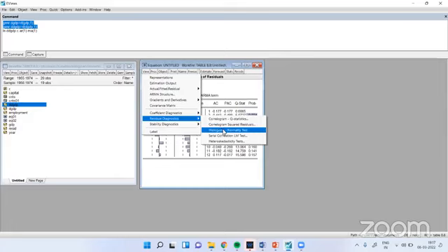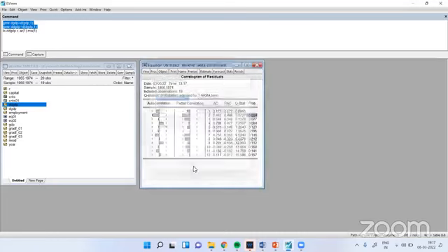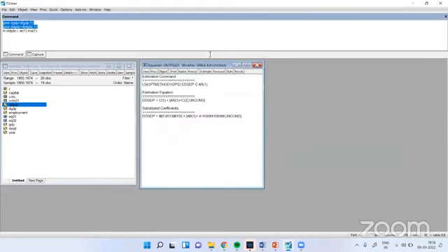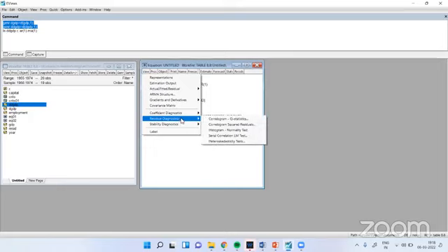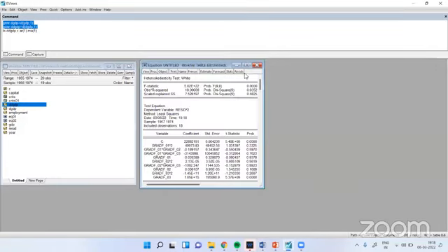Go in heteroscedasticity test, Breusch-Pagan-Godfrey test, click OK. Insufficient numbers of coefficient to test. Okay. Normality affects heteroscedasticity? No, it does not affect. View residual diagnostics, heteroscedasticity. Why don't we go for the White's test? Click OK. Go for White's test.